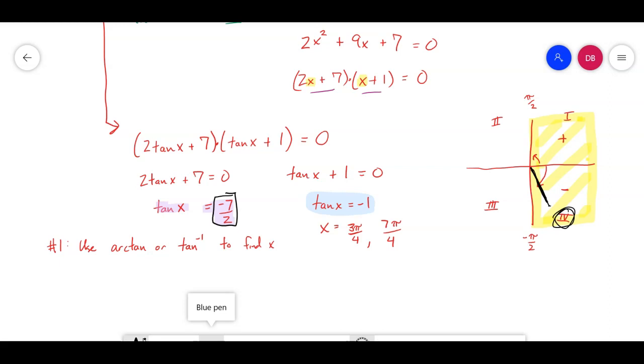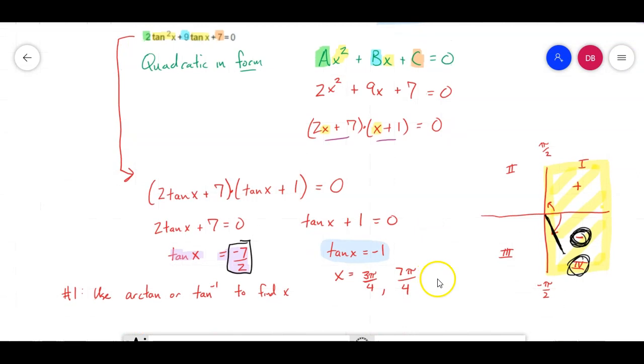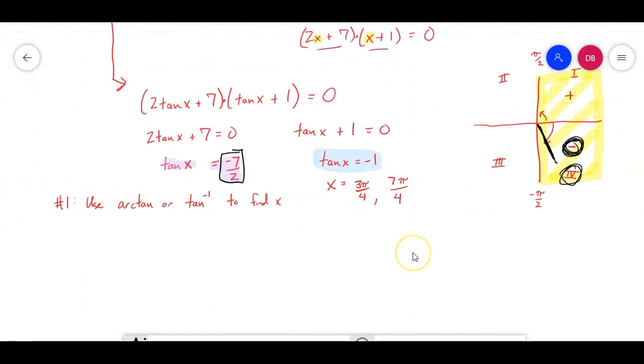But what's going to happen is arctangent is going to give me a negative number. It gives me positive numbers in quadrant 1, negative numbers in quadrant 4. Why is that a problem? I only want numbers between 0 and 2 pi. So here's what we're going to do. We're going to use arctangent to find x. Because that number is negative, it's going to give me a negative number.